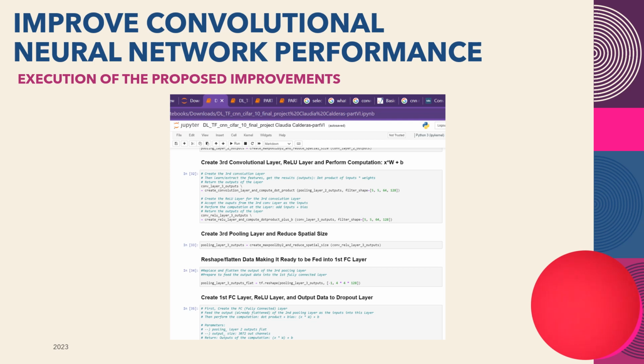In this slide, we can see our Jupyter notebook and how we created the third convolutional layer, the ReLU layer, and performed the computation X by W added to B. We created the third pooling layer and reduced the spatial size. We reshaped the data, making it ready to be fed into the first convolutional layer.